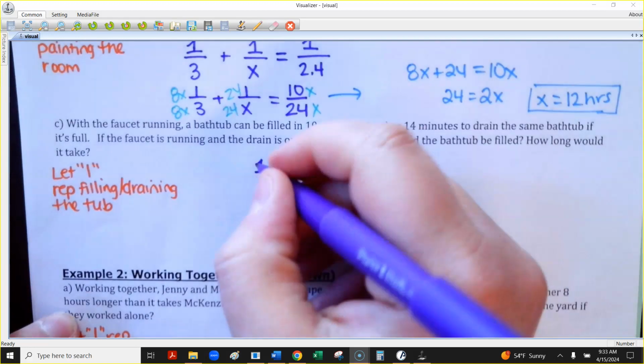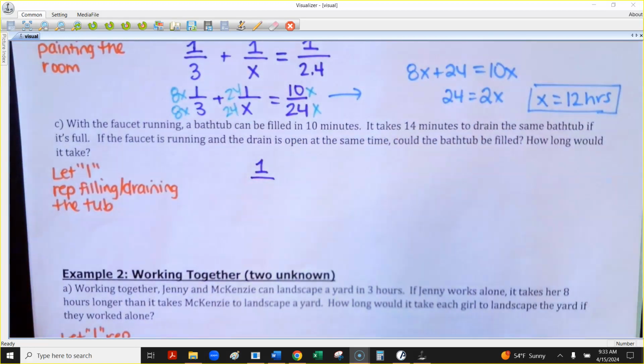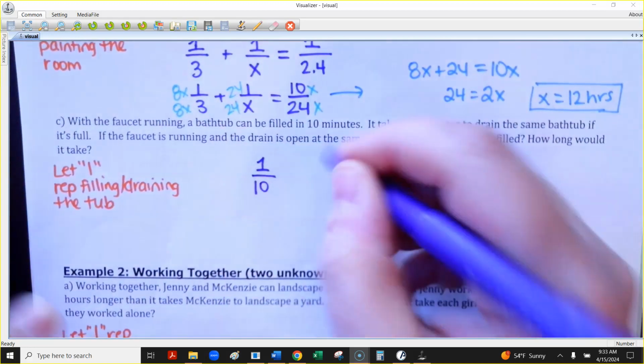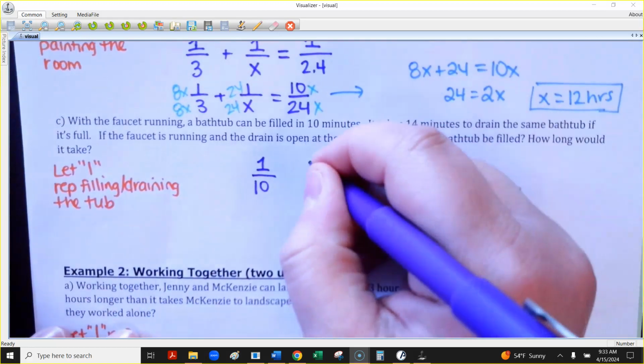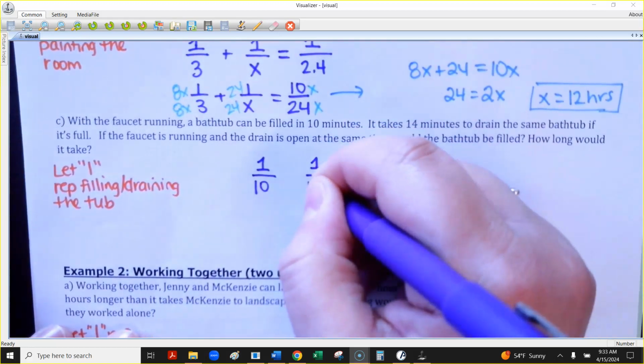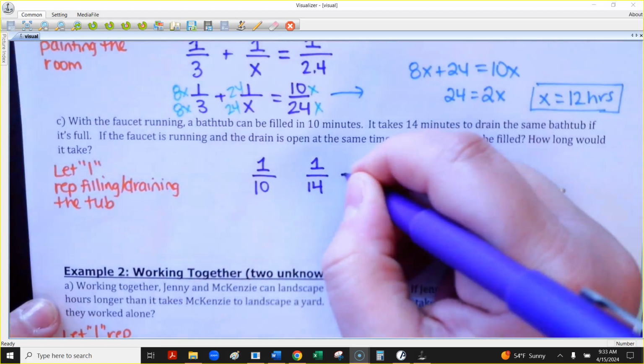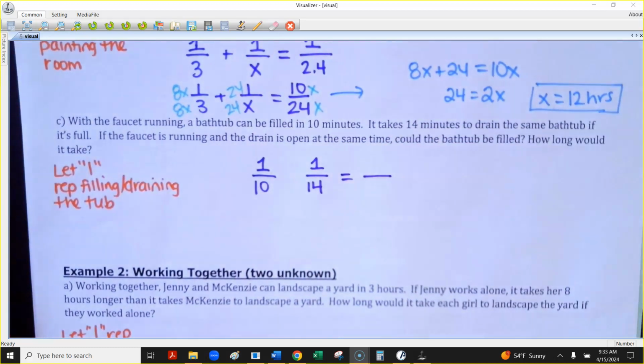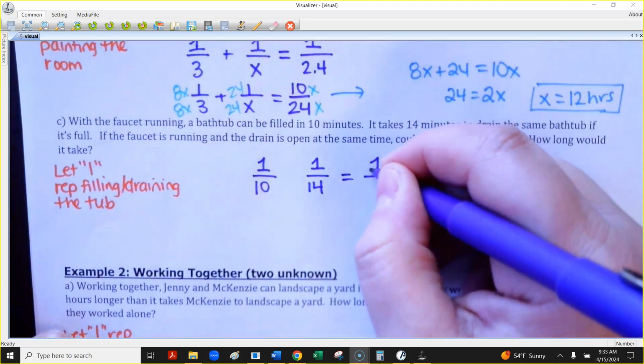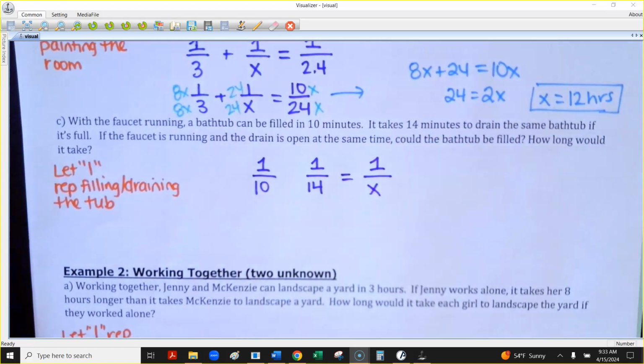So to fill the tub up, it takes 10 minutes. I'm going to leave a little space here. To drain the tub, it takes 14 minutes. I want to know if I could actually fill this bathtub up. So I'm going to find the time it takes to fill up the bathtub.